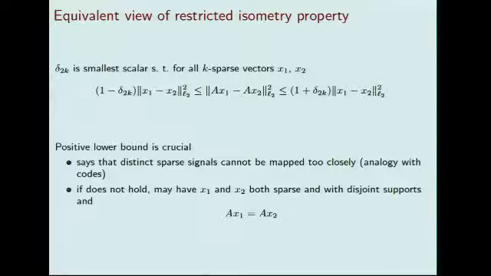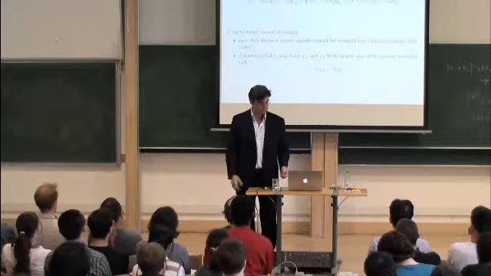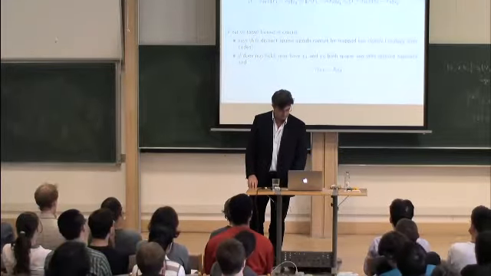It's also very important when we're going to deal with noise. Because if, for example, 1 minus delta 2k could be 10 to the minus 20, then I take two signals, they map by A, they're still distinct, so maybe they're still distinguishable, but then I add noise and everything is lost. Okay? So the lower bound says that signals that are far apart cannot be mapped too closely. And of course, there's an analogy with error correcting codes. And of course, if the lower bound does not hold, then we've seen that we could have two sparse vectors such that Ax1 equals Ax2.